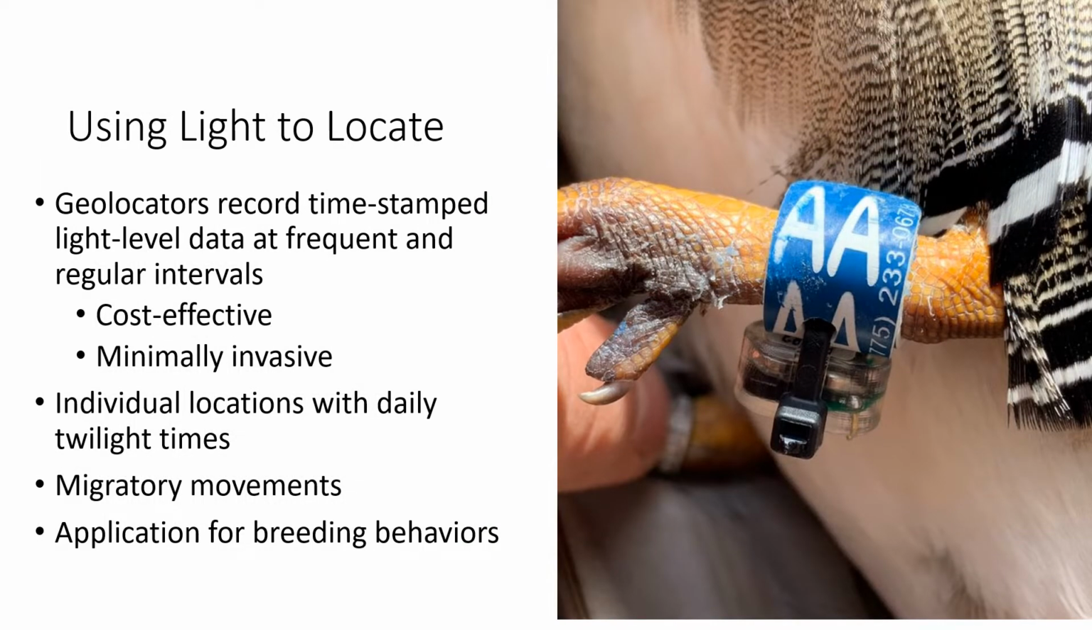Geolocators record time-stamped light-level data at frequent and regular intervals. They are a cost-effective and minimally invasive way for wildlife managers to track individual locations based on estimated daily twilight times and build a better understanding of geography and timing of migratory movements. However, there has been recent application for analyzing breeding behaviors, especially in cavity nesters like wood ducks.